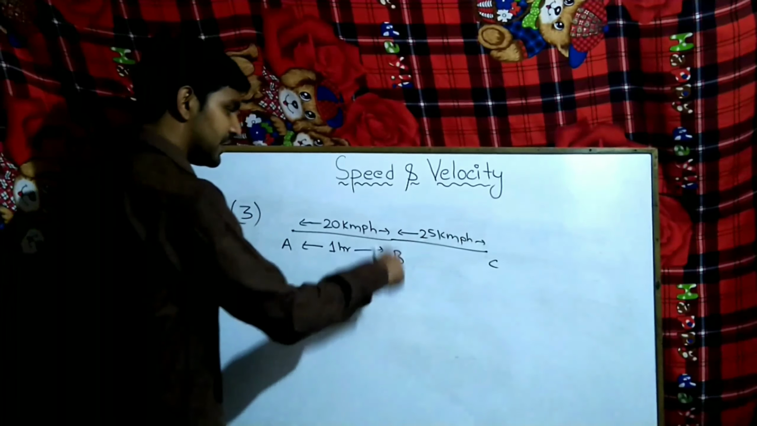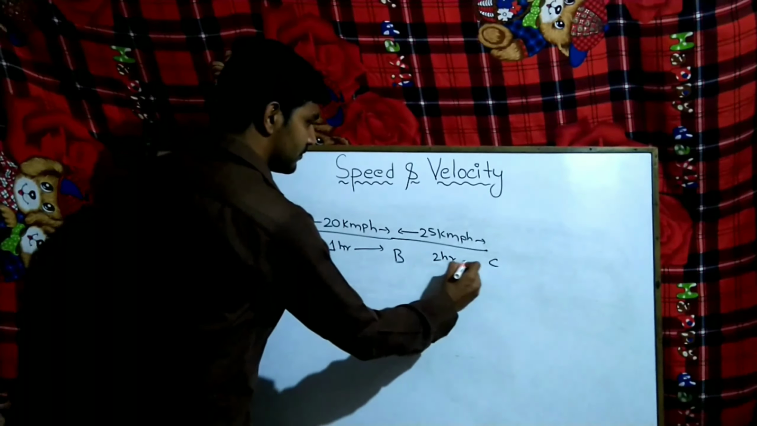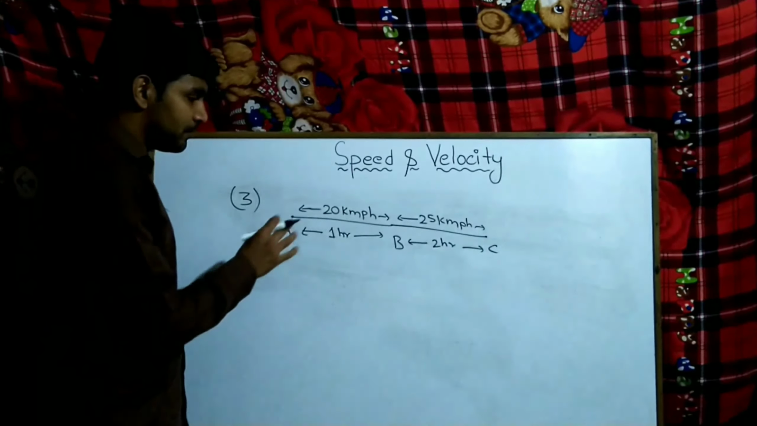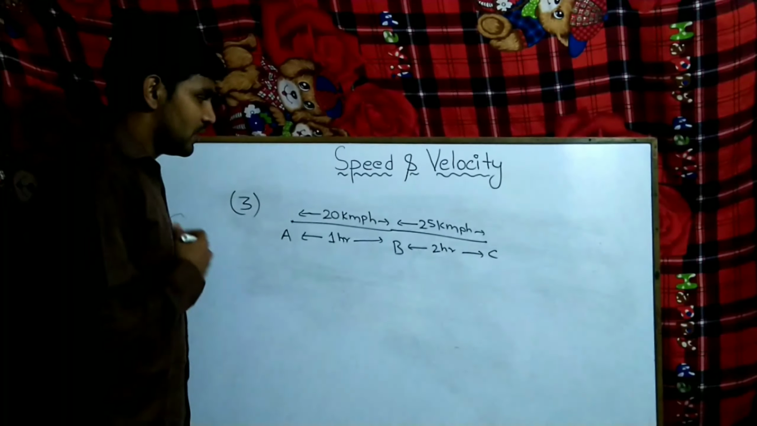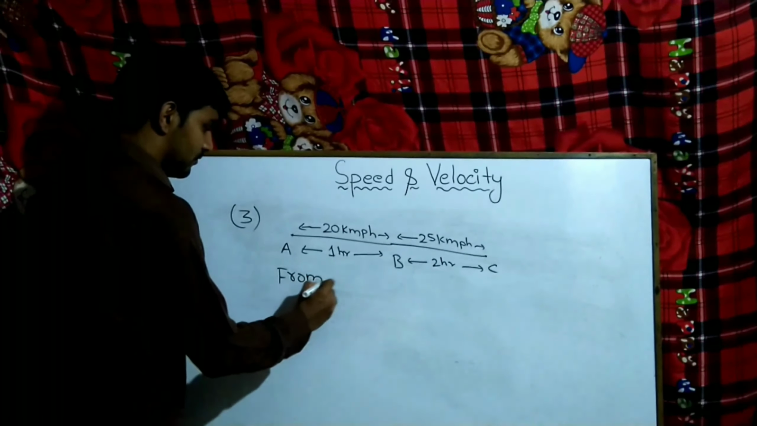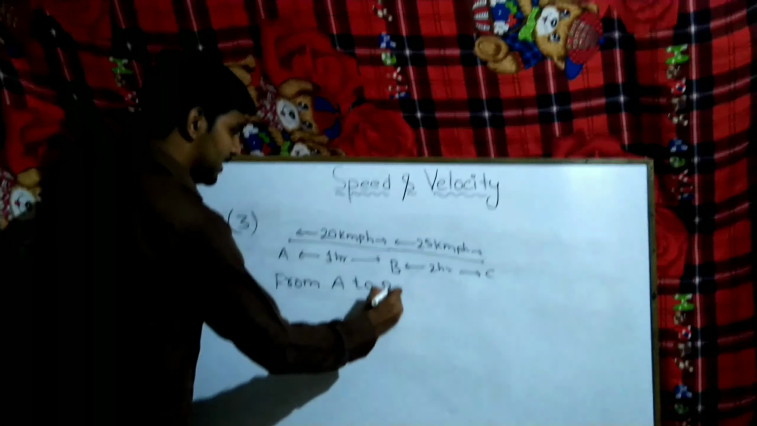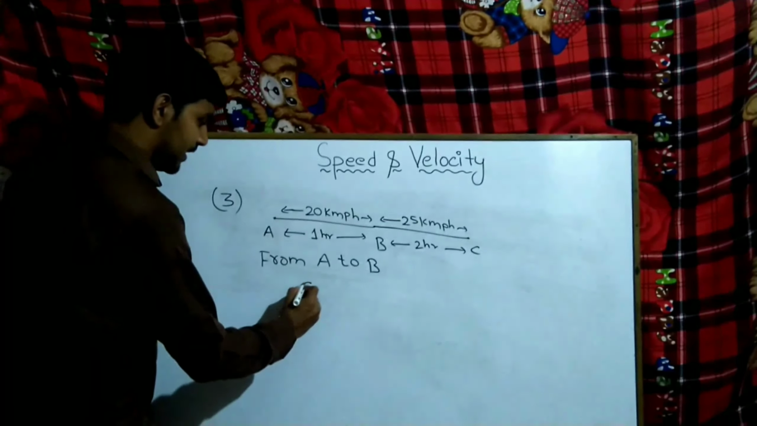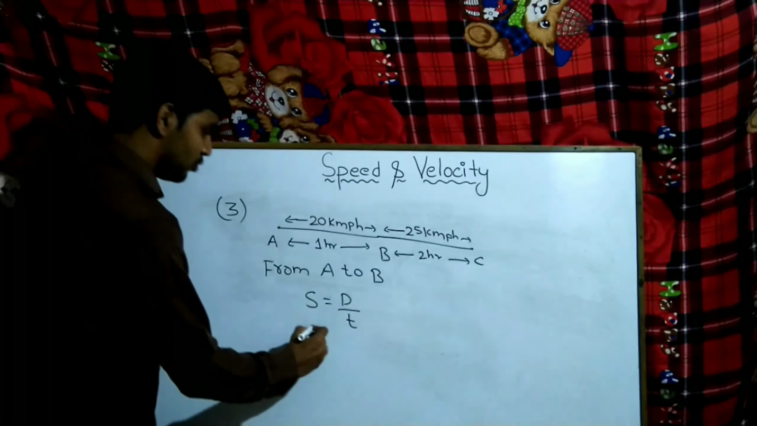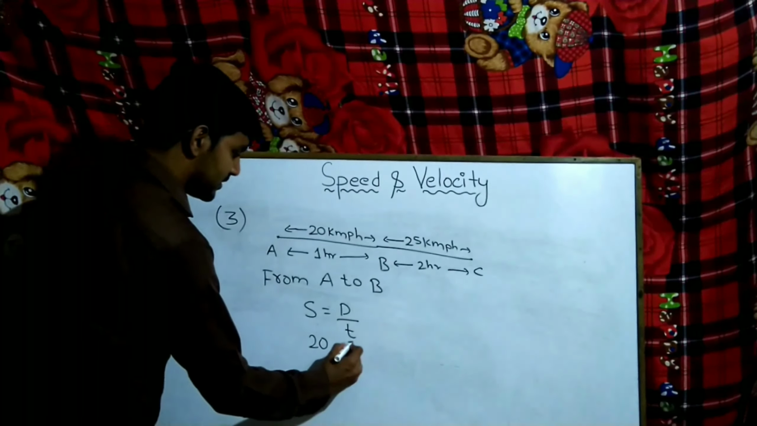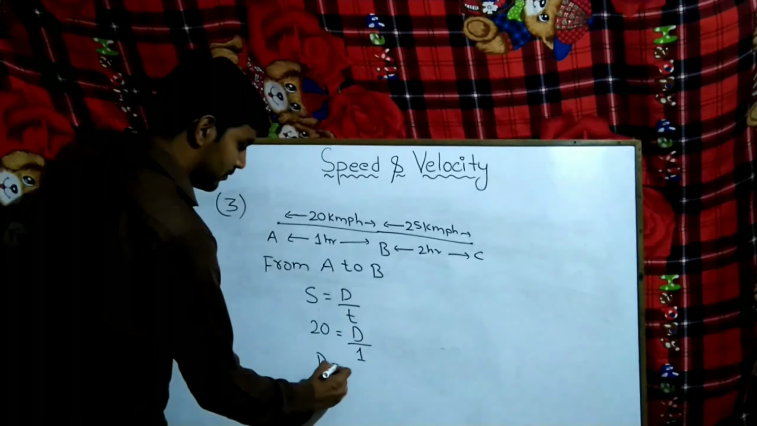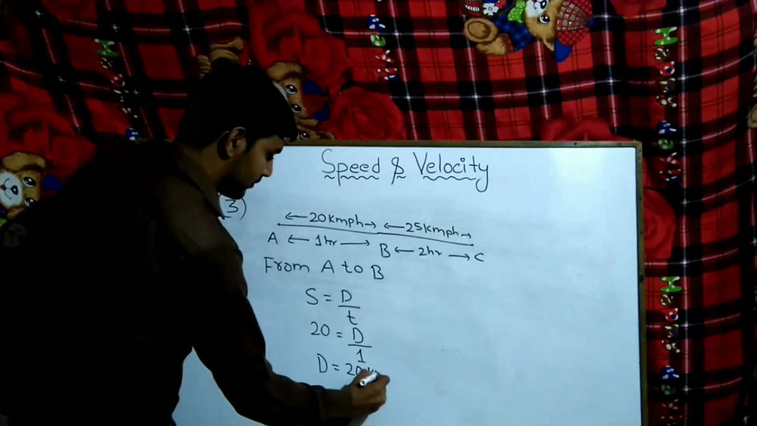Okay, and it takes 2 hours to complete from B to C. So we have to find the total distance. Tell me, from A to B, speed is equal to distance by time. Speed how much is given? 20 is equal to distance by time, how much is given? 1. So distance is equal to 20 kilometer.